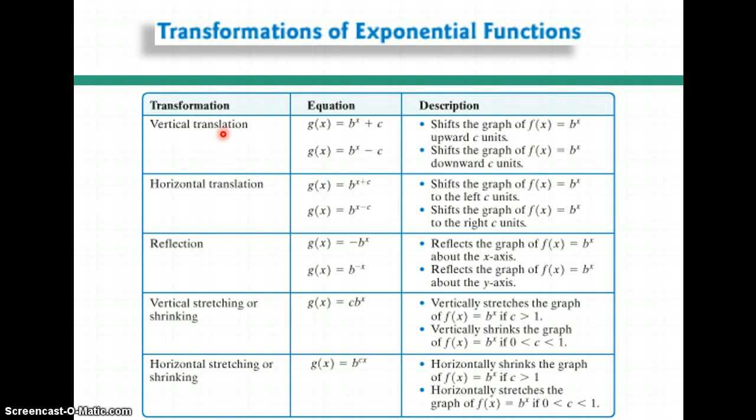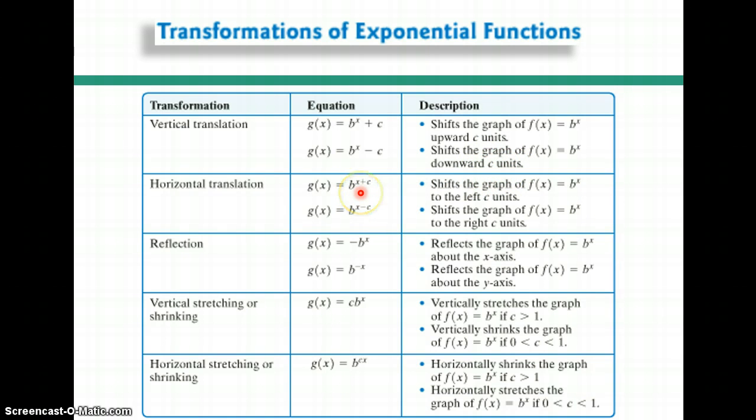Vertical translation: when adding c unit to the exponential function, it shifts the graph upward C unit. When subtract C unit from the exponential function, it shifts the graph downward C unit.